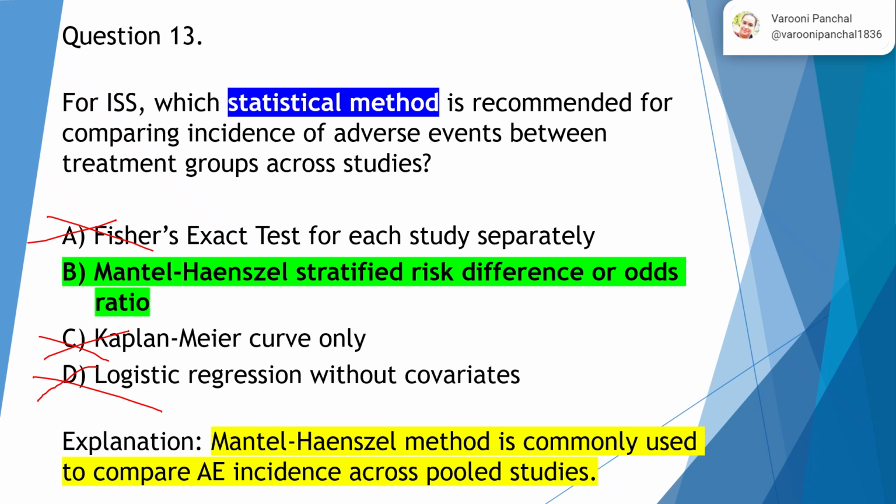So for comparing the incidence of adverse events across groups, the correct statistical method or test is Mantel-Haenszel stratified risk difference or odds ratio. So this method is commonly used to compare AE incidence across pooled studies.